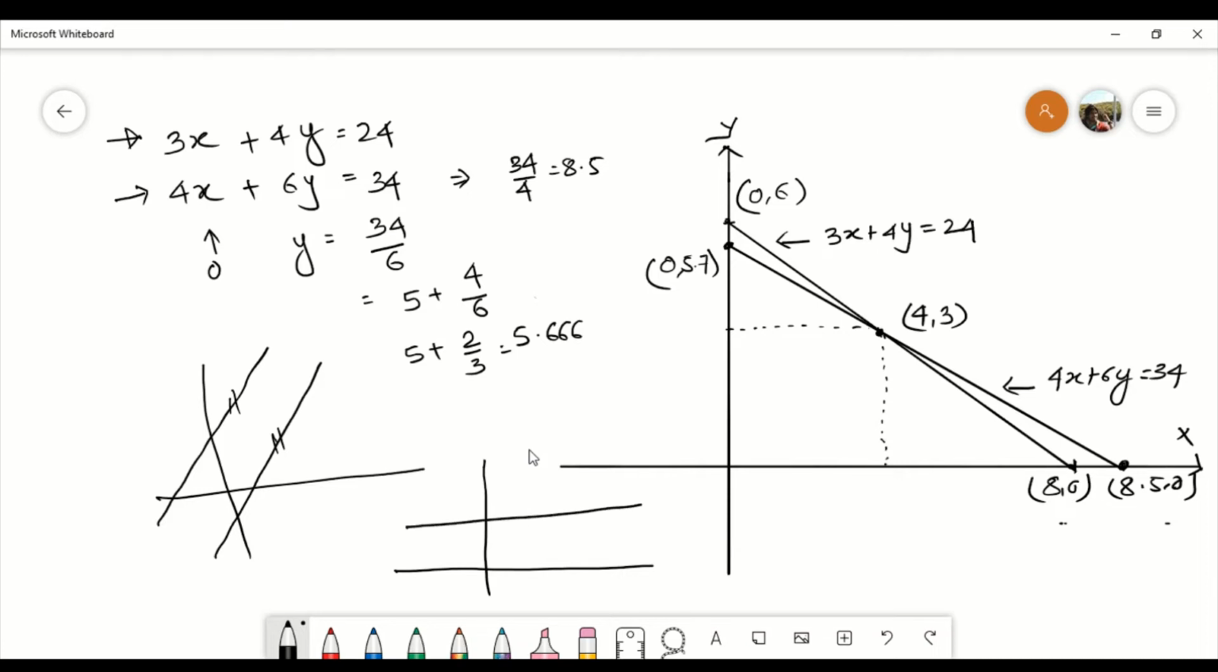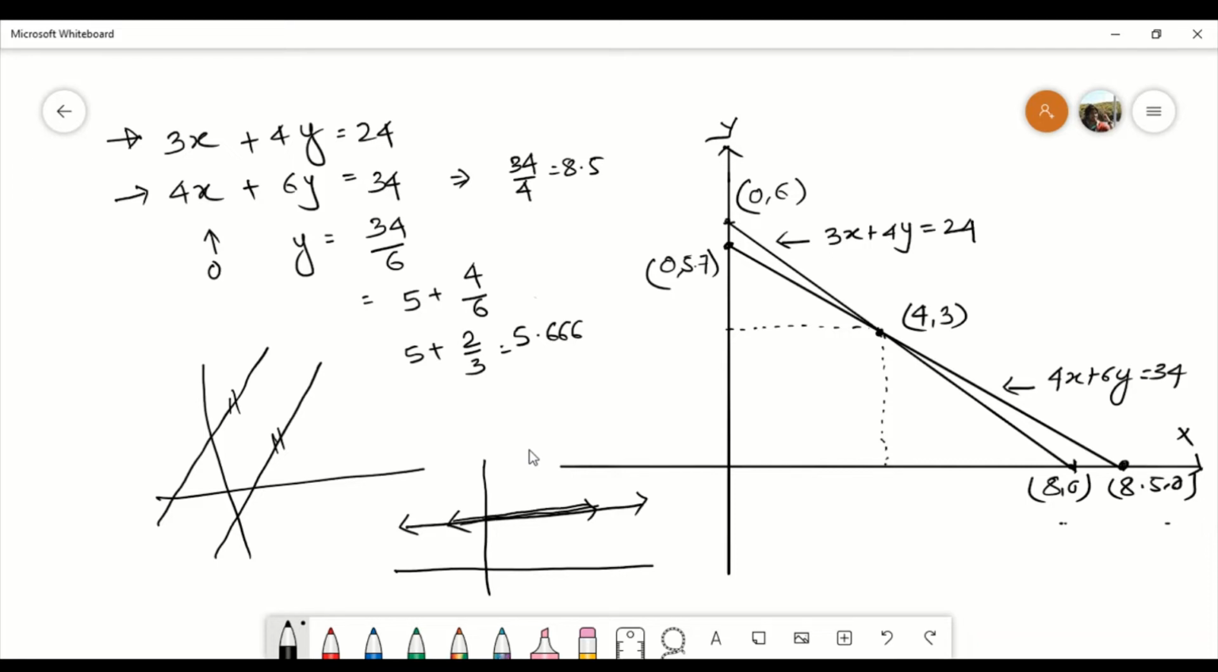So let's say this was my line, and then we have another line which is coincident to this line. That means overlapping this line. In this case, we'll again have an infinitely large number of solutions, because every point on each of the lines actually lies on both of the lines, right? Because they are nothing but coincident lines.